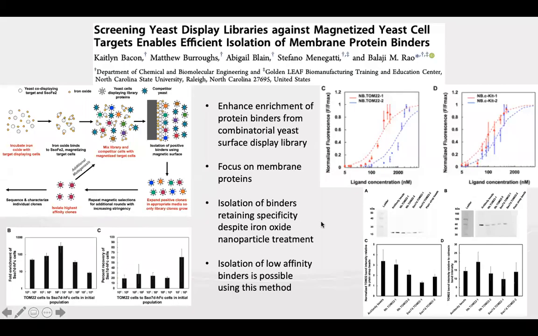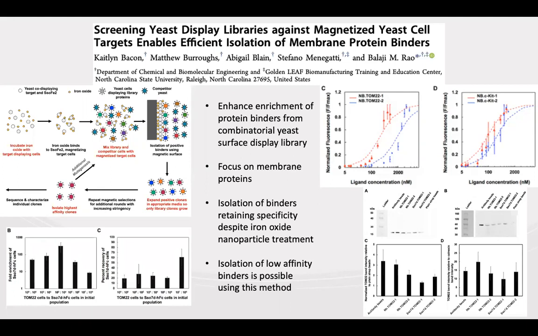The authors of this paper wanted to explore new methods for screening yeast display libraries, and so they designed a magnetized yeast cell, co-expressing a target and SSO Phe2, which is an iron oxide binding protein, increasing the specificity of the interactions between iron oxide and the yeast cell.